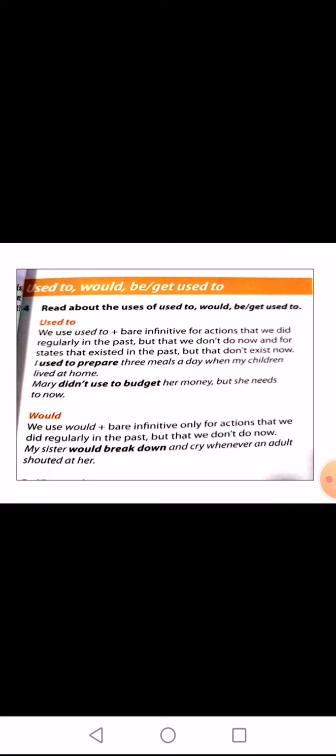For example, Sarah would stay up to watch the football match. She would stay up until she watched the football match. My sister would break down and cry whenever an adult shouted at her. It means my sister would fall apart crying whenever a grown-up shouted at her. Would here is followed by verb 1.